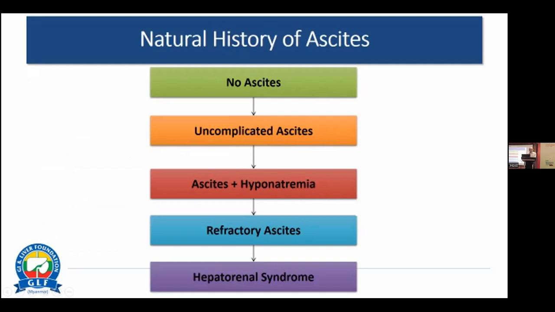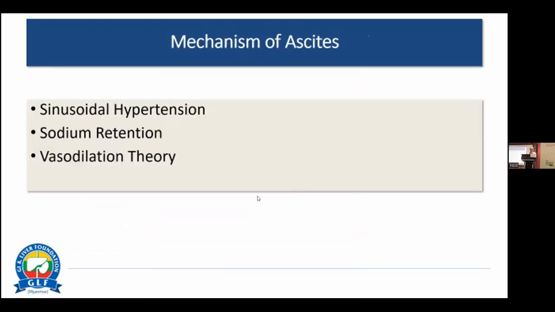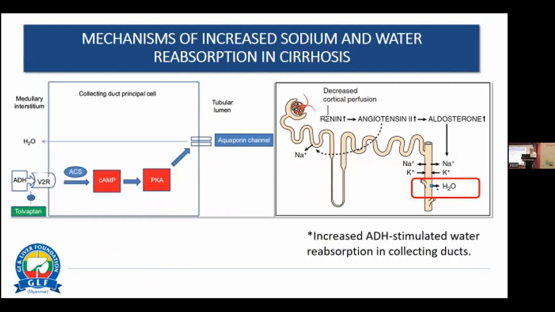In uncomplicated ascites, the sinusoidal hypertension theory and the salt and water retention and vasodilation theory explain the development of ascites in cirrhosis patients.